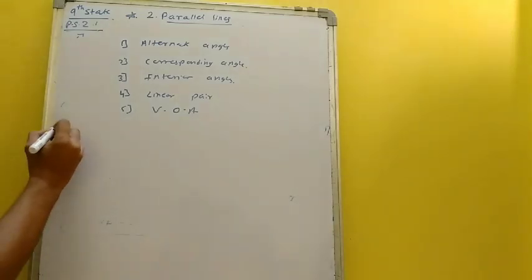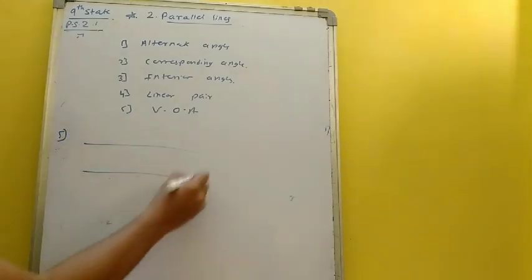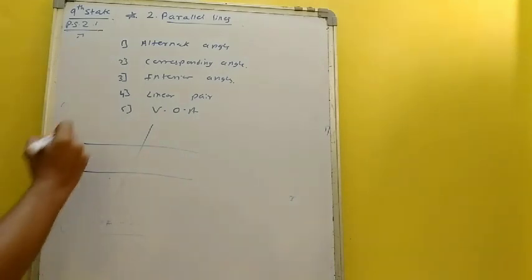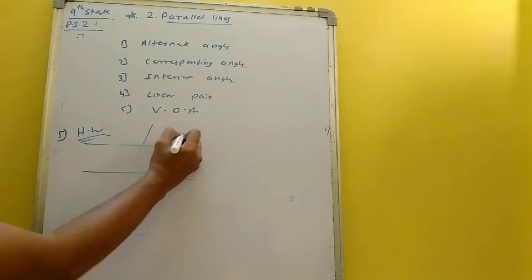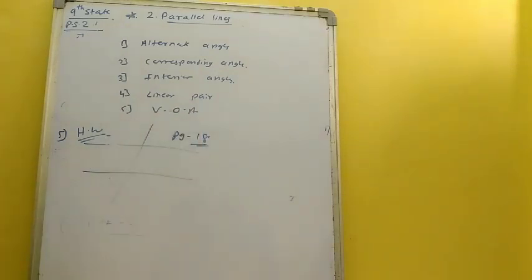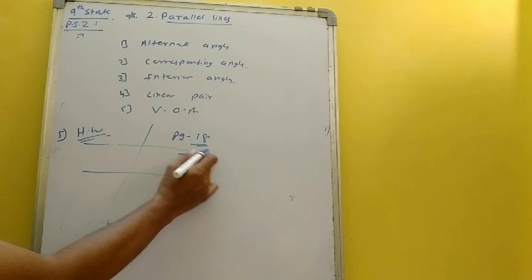See, we have the fifth question. We have two parallel lines and a transversal. So this fifth question is for homework on page number 18 of your textbook, practice set 2.1.